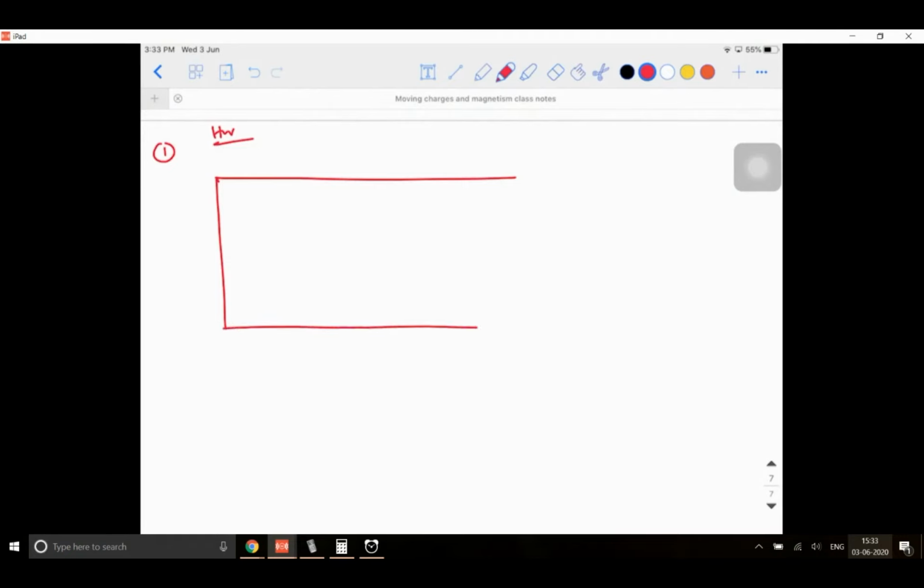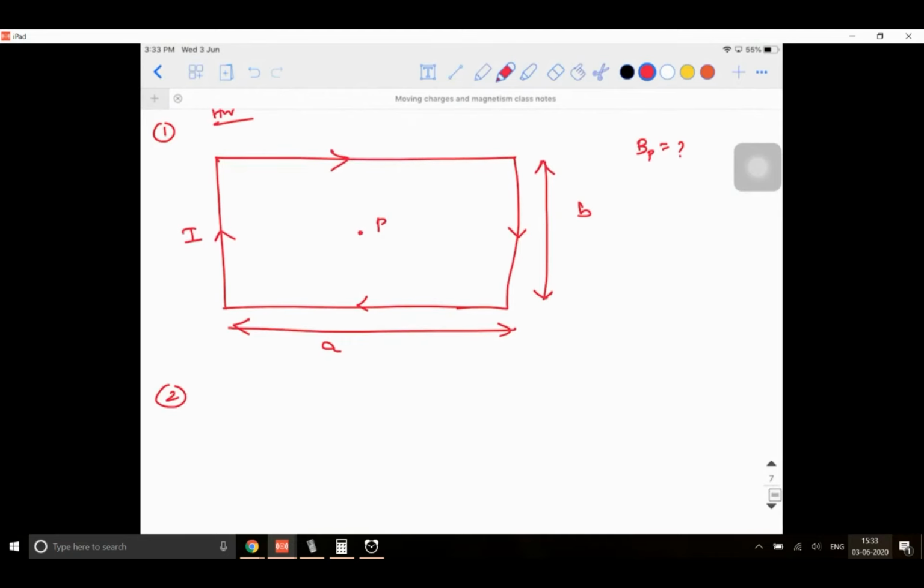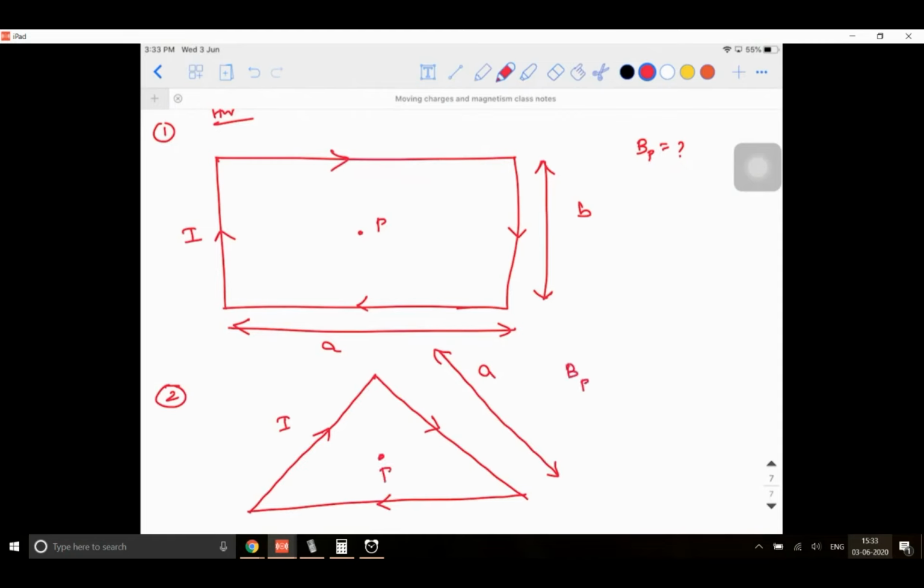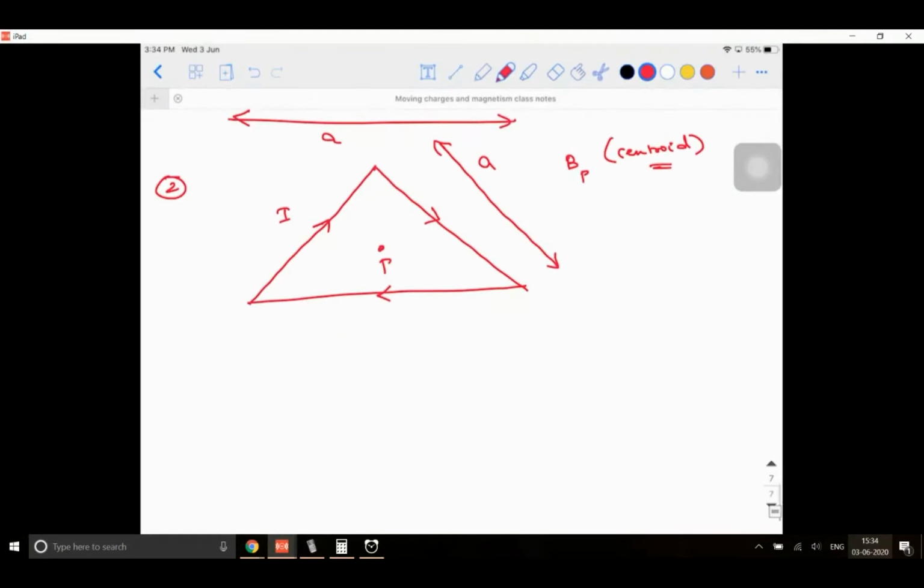So consider a rectangle of sides a and b where the current is flowing in the counterclockwise direction with magnitude I. You need to find the magnetic field at point P. Second, let us take an equilateral triangle, through which the current is flowing in the clockwise direction, and the side of the equilateral triangle is a. You need to find the magnetic field at the centroid. When I say magnetic field, you need to find it along with the direction.